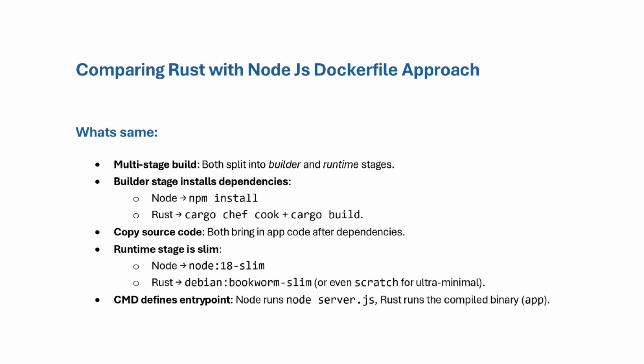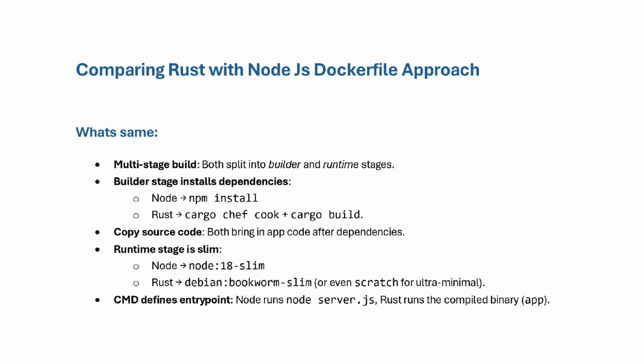What's the same? Multi-stage build. Both are split into builder and runtime stages. The builder stage installs dependencies. In Node, that is npm install. In Rust, that is cargo chef cook plus cargo build. So in Node, npm install is the command in the builder stage that installs dependencies. In Rust, the same role is played by cargo chef cook plus cargo build. Copy source code: both bring in app code after dependencies.